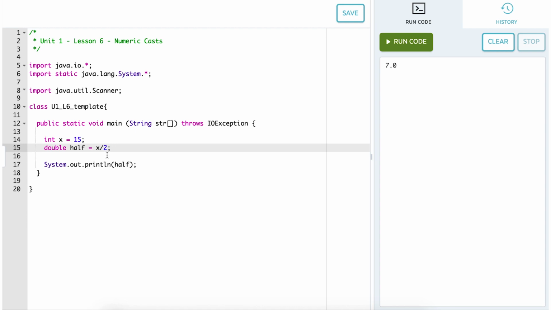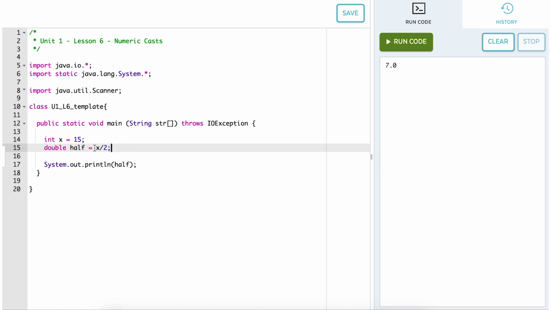And remember, in your previous lesson on number calculations, an int divided by an int is going to do integer division, which means that our answer is always going to be rounded down. So 15 divided by 2 rounded down is going to be 7. And so this actually evaluates to 7, and then that gets converted into a double, 7.0. So we want to think about how we might use casting to fix this.